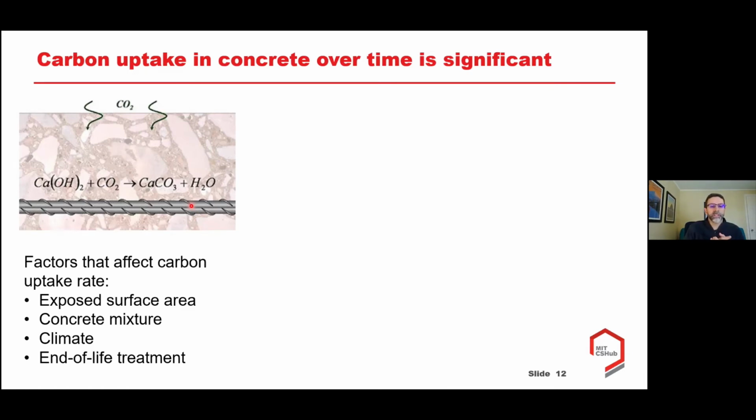And it turns out there are several different factors that affect the amount of carbon uptake through that carbonation process. What's the exposed surface area? What kind of concrete mixture was used? What's the climate? And also, what's the end of life treatment? Because that surface area really matters, at end of life, when you're done with it, if you crush the concrete, you expose more surface area and you can drastically increase the amount of carbon uptake.